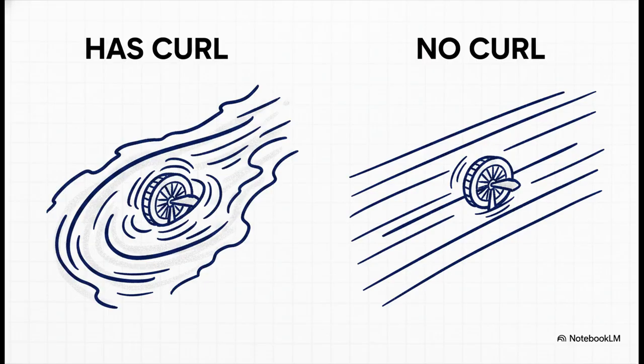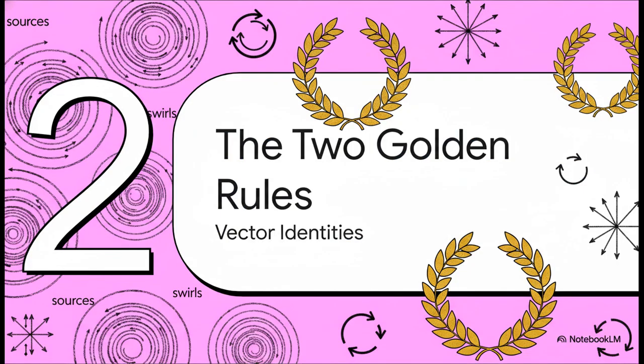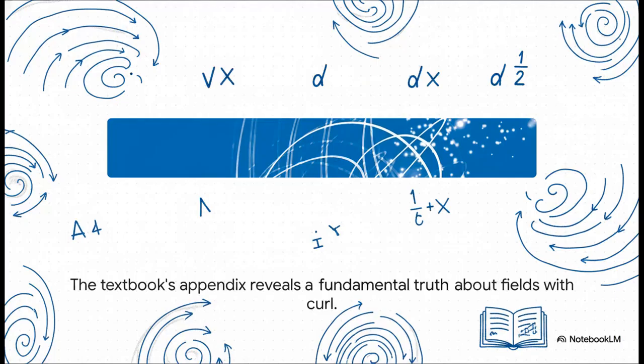See? It's super intuitive. All right, so now that we've got a good feel for sources and swirls, we're ready for the two golden rules of vector calculus. These are fundamental truths. Think of them like unbreakable laws of physics for how fields work, and they're the entire foundation for our classification system. And we're not just pulling these out of thin air. We can find them right here in the source material.